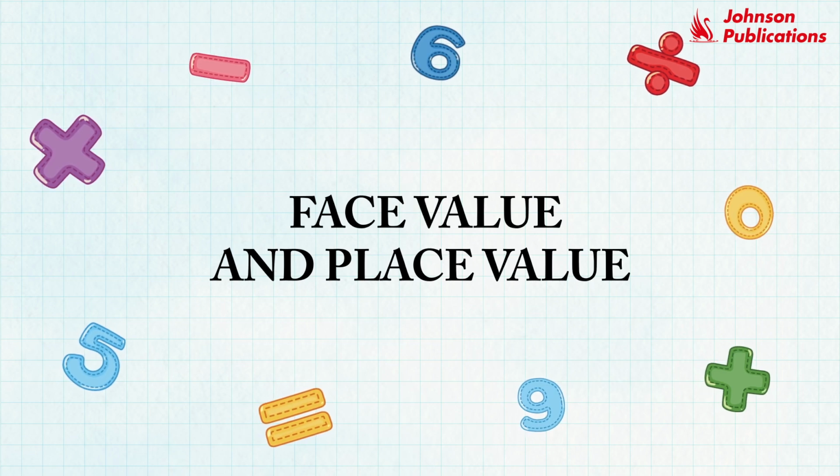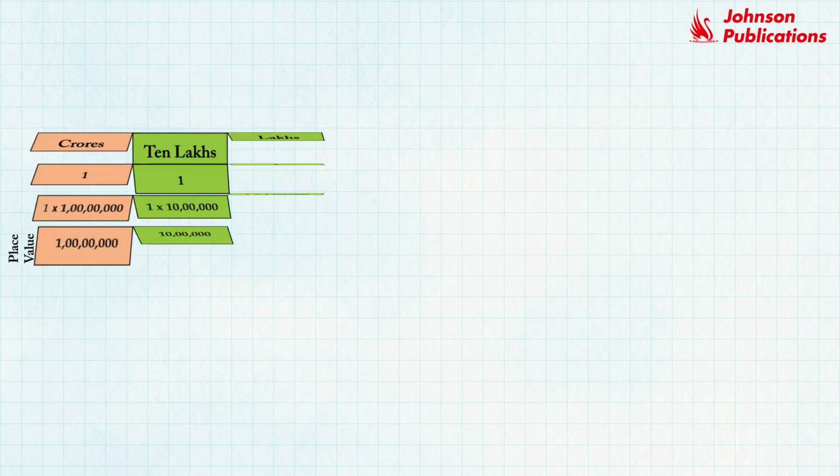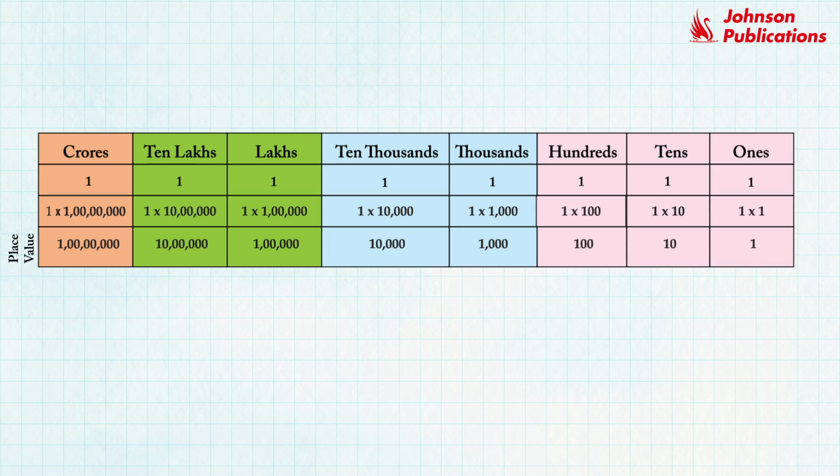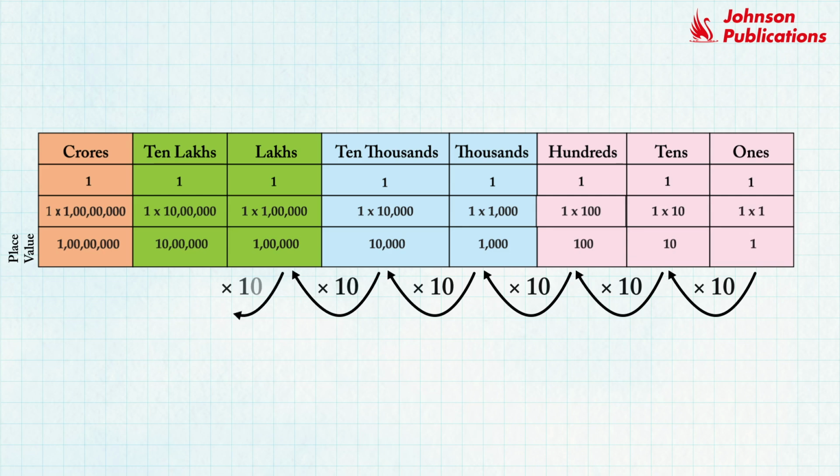Face value and place value. Let us find the place value of the digits in this number. As we move from right to left, the place value of the digit keeps on increasing by multiples of 10.